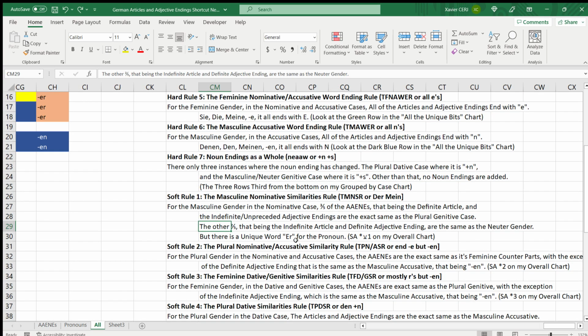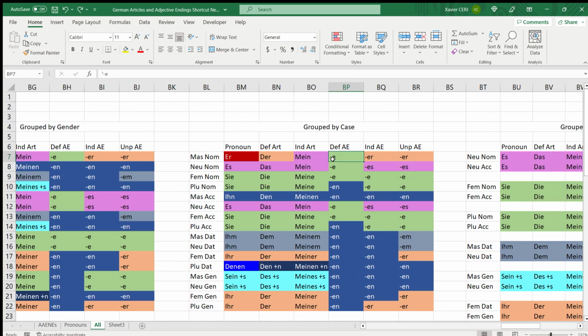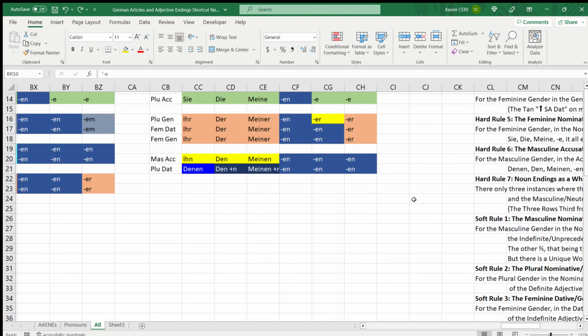The other 2/5, that being the indefinite article and definite adjective endings, are the same as the neuter gender. Of course, it is colored as green because it's based off of the feminine, but it is the same as the neuter gender. It just so happens that this right here is also the same as the feminine. So there's 2 ways you can go about it. You can either say that this is the same as the neuter, and that the neuter is the same as the feminine, or you could say that they're both the same as the feminine. Either way, I think we can all agree the feminine is the default because they all end with the letter E. So, yeah.